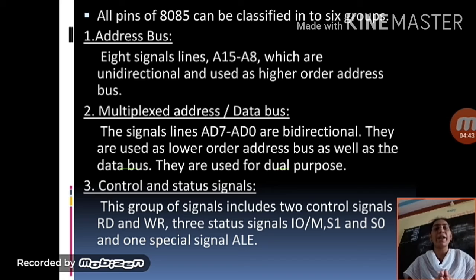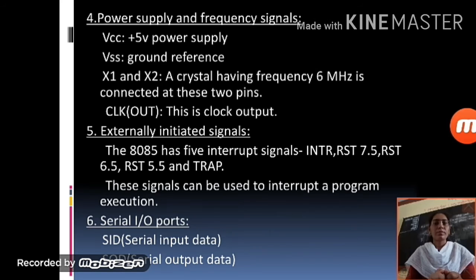Third is the control and status signals. This group of signals includes 2 control signals, read and write, means RD and WR, 3 status signals, IO/M, S1 and S0, and one special signal ALE. ALE means address latch enable.